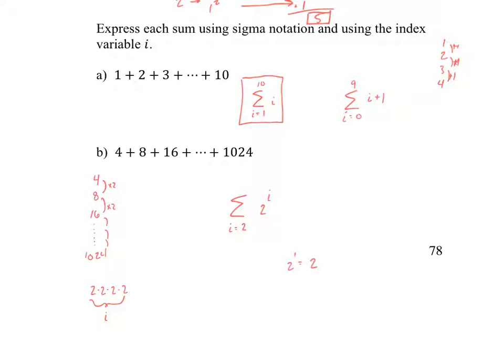2 times 2 is 4. So then I would do the next one, which would be 2 to the third, which would be 8. 2 to the fourth would be 16. 2 to the fifth, sixth, seventh, eighth, and actually 2 to the ninth is what would give me 1,024. So I've figured out that I need to go from 2 to 9 if I want to represent this sum. Again, there are other ways to write this sum, but this is the easiest way, I think.